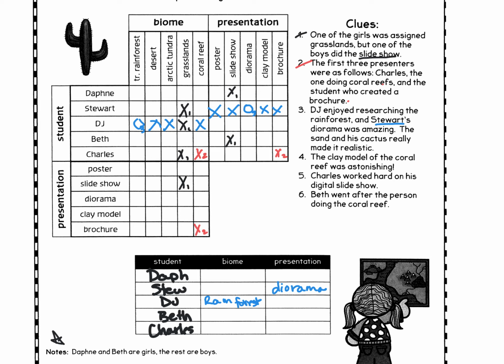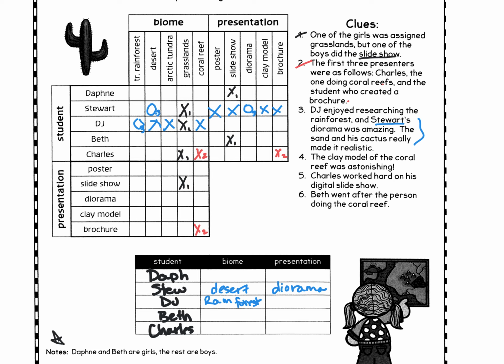And then it says the sand and his cactus really made it realistic. Okay, so Stuart did a diorama about the desert. So I can make Stuart and desert. Here we go. I know Stuart did the desert. Again, that's all from clue 3.